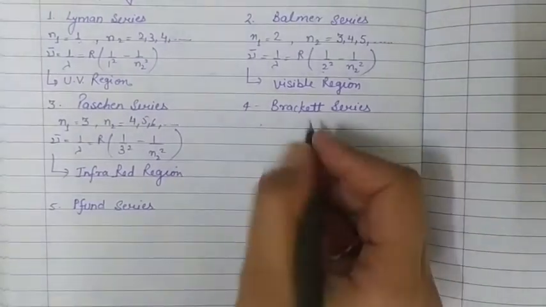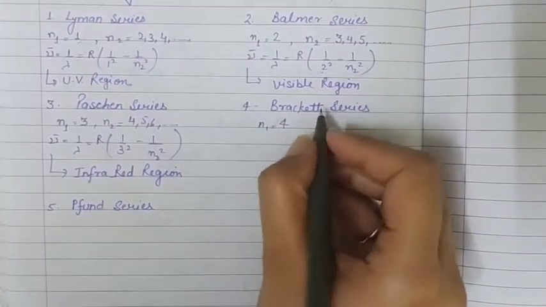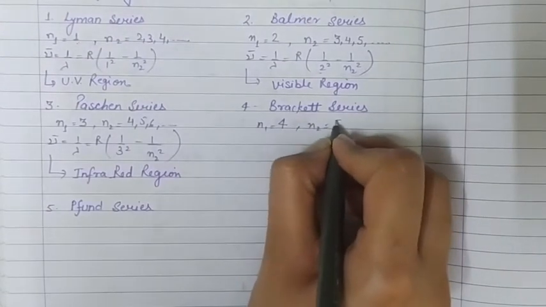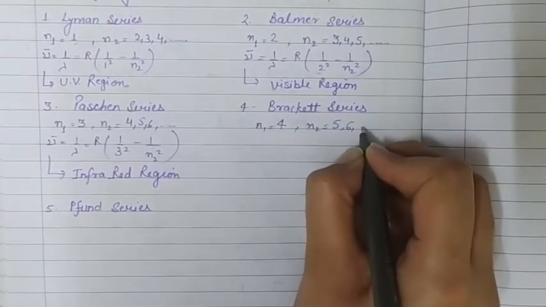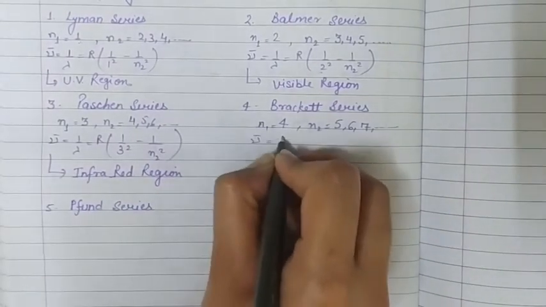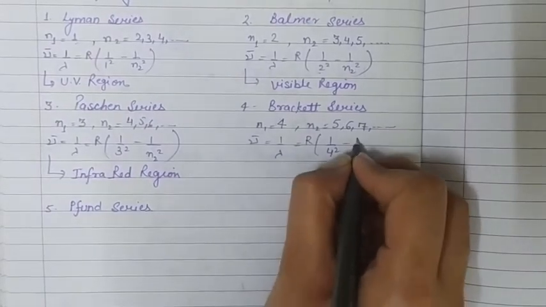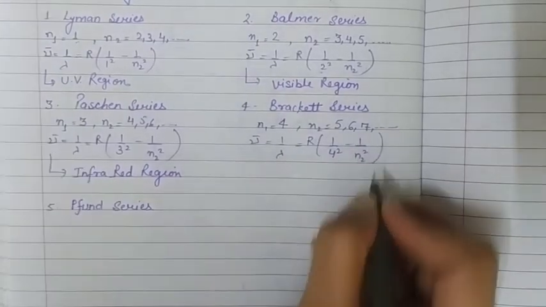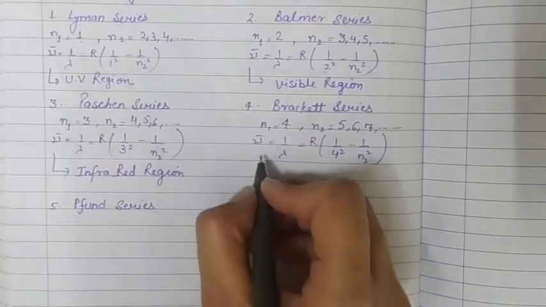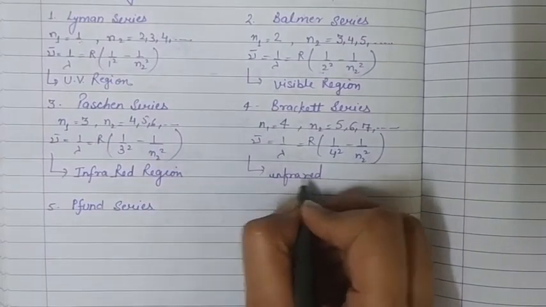For the Brackett series, the electron transits from higher energy levels to the fourth energy level, and so on, and for it nu bar is equal to 1 upon lambda is equal to R times 1 upon 4 square minus 1 upon n2 square, and the series that we get lies again in the infrared region. So the Brackett series also lies in the infrared region.